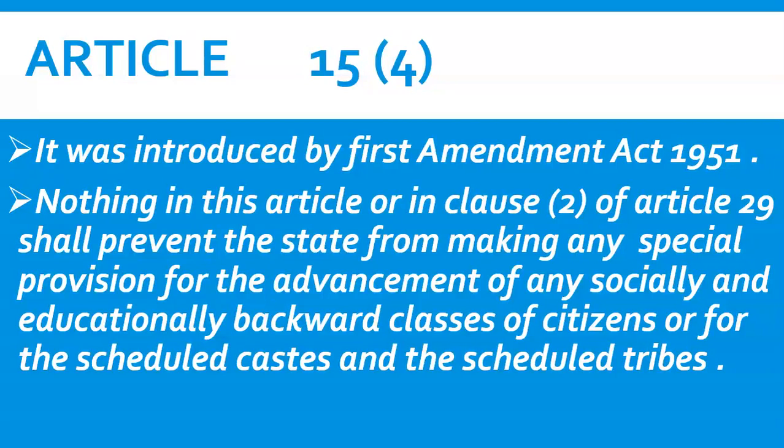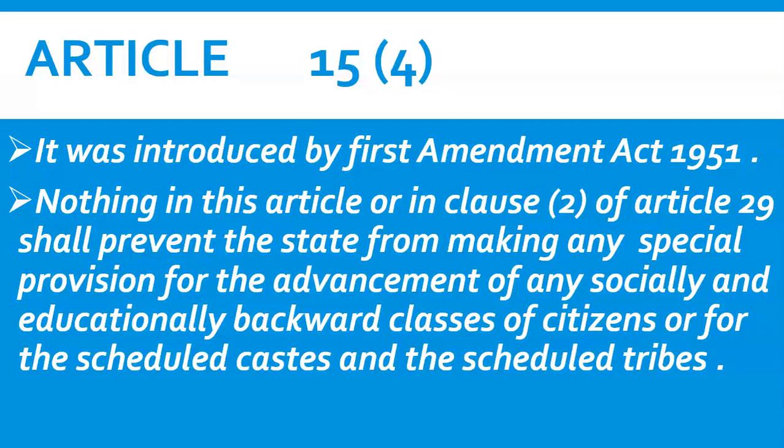So friends, according to Article 15 Clause 4, if any particular class of citizen, for example any caste, any community, is socially backward and educationally backward, then state, means government, can make provisions for the welfare and advancement of this class of citizen. For example, state can make special provisions for the welfare of scheduled castes. State can make special provisions, laws, policies for the welfare of scheduled tribes.